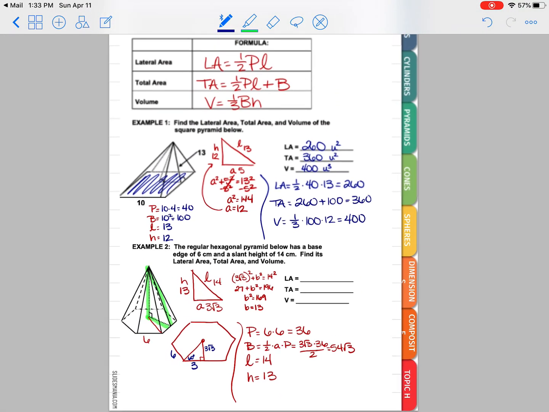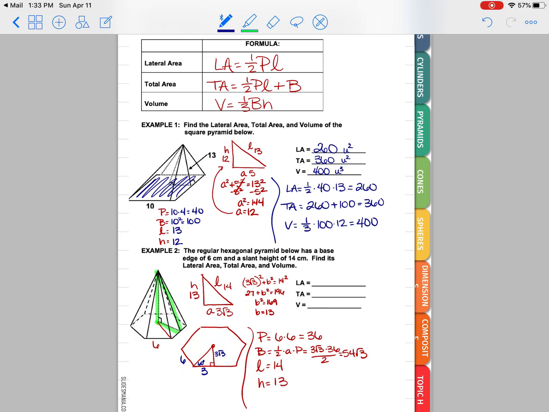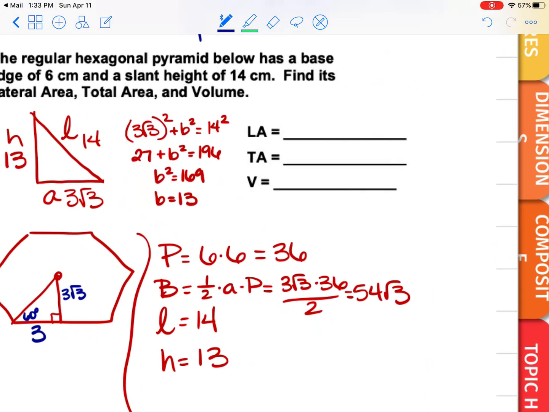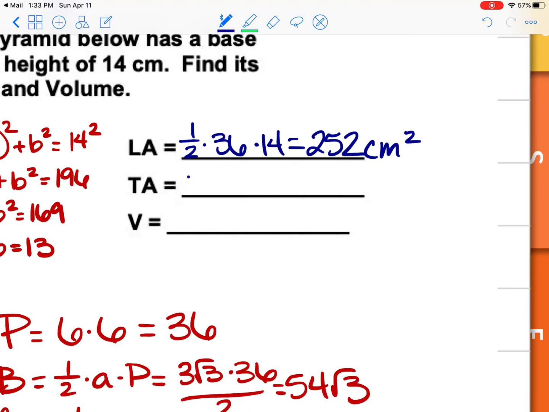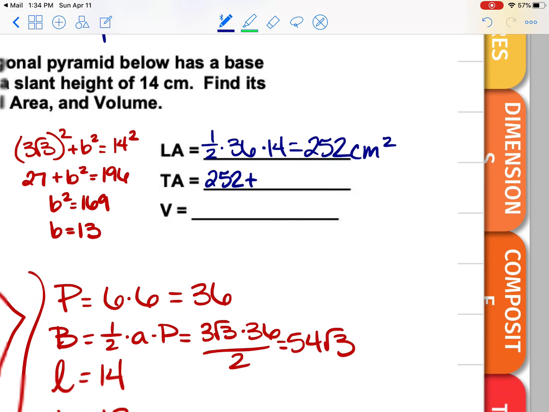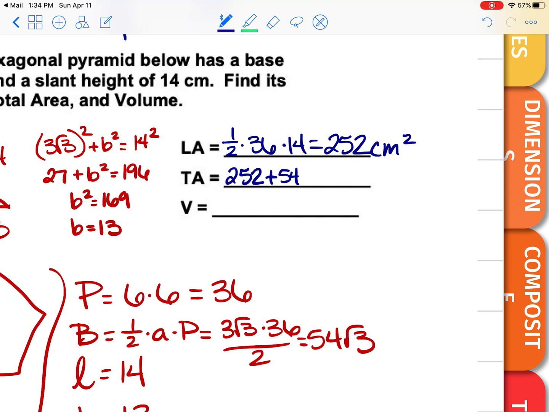So lateral area, if we go back up here to the top, the formula for lateral is 1/2 times perimeter of the base times slant height. So 1/2 times our perimeter times our slant height, and that would give us 252, and we're working with centimeters. If we go back up here, total area, bring down your lateral area plus area of the base. So we would bring down the 252 plus, we know our area of the base is 54 square root of 3. Those are not like terms because they both don't have radicals, so that would end up being our total area.